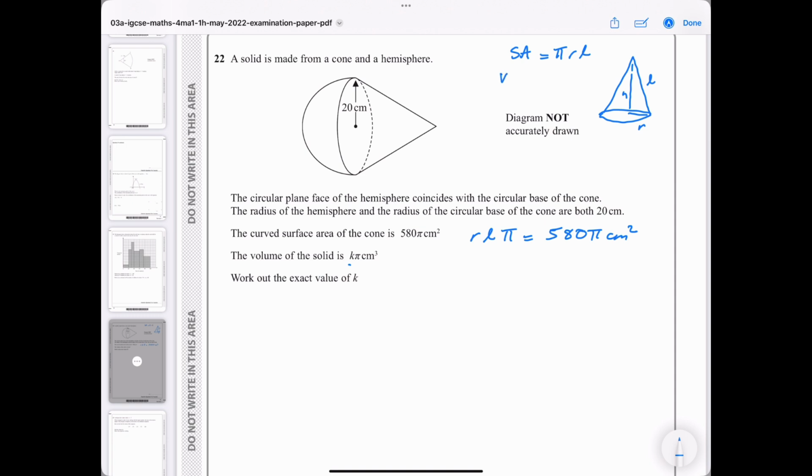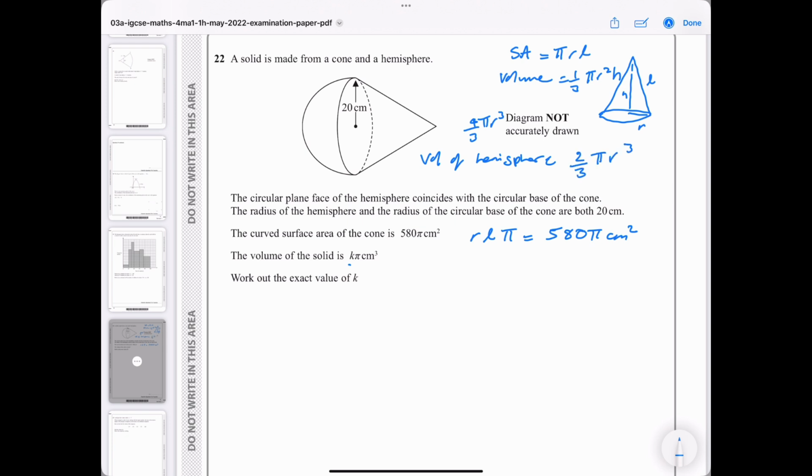Then we know the volume equals 1/3 pi r squared h, and these are all on the front. And then you also need to know the volume of a hemisphere. I think you may be just given the sphere. The sphere is 4/3 pi r cubed. So the hemisphere is going to be half that, so it's 2/3 pi r cubed.